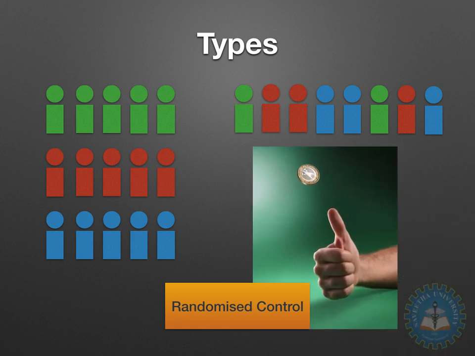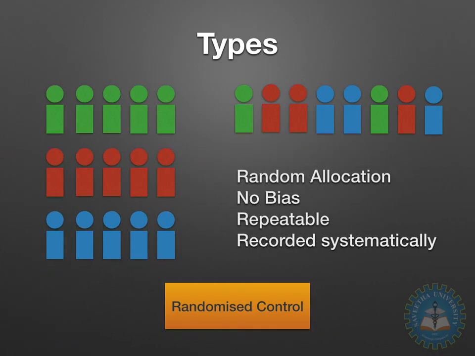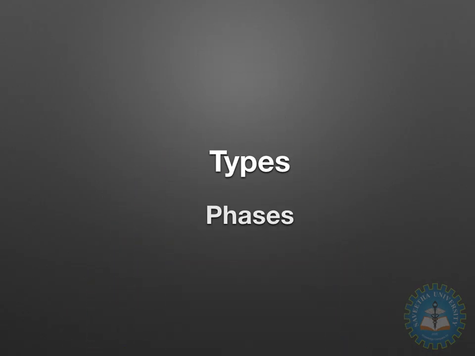You could randomize by the flip of a coin, or by using envelopes, or using a computer generated randomized list, etc. So there is no bias, it's repeatable and it's highly systematically recorded. So it is one of the best kinds of studies out there. So we saw the types of clinical trials. Now we have to look at the phases in clinical trials.